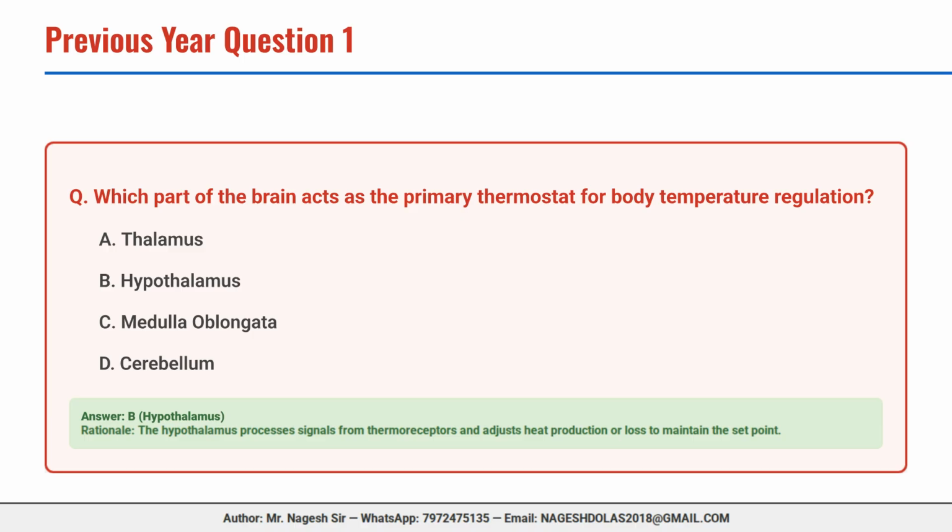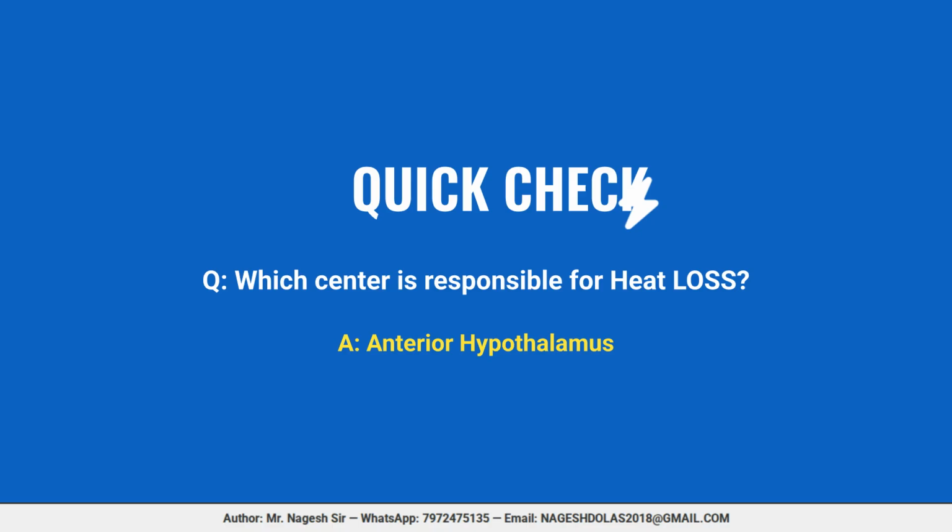Let's review a previous year question. The hypothalamus acts as the primary thermostat for body temperature regulation by processing signals and adjusting heat production or loss. As a quick check, the center responsible for heat loss is the anterior hypothalamus.